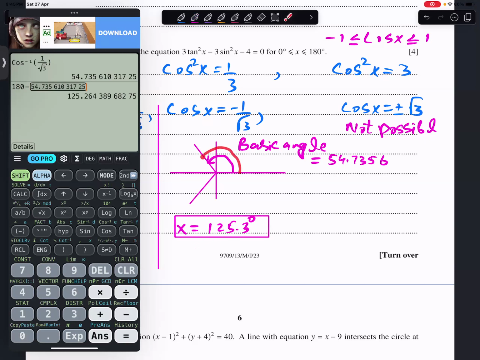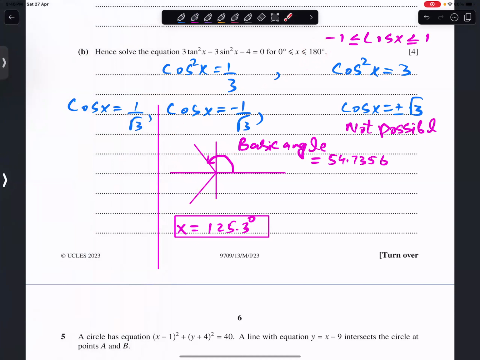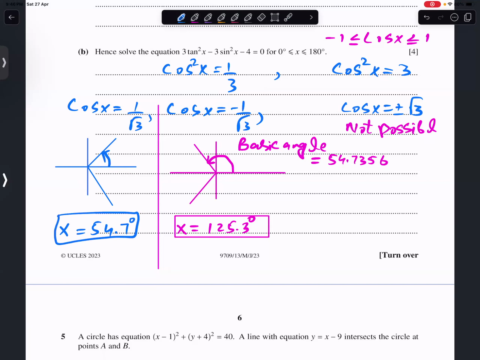And if you add 180 to the basic angle, you will find this angle, but this is out of domain. As you see, the domain is only up to 180. And in the case of the first, cos x is positive in the first and fourth quadrant, but the fourth is not possible. So x equals the first one, which is again 54.7 degrees. So these are the two answers of our equation.